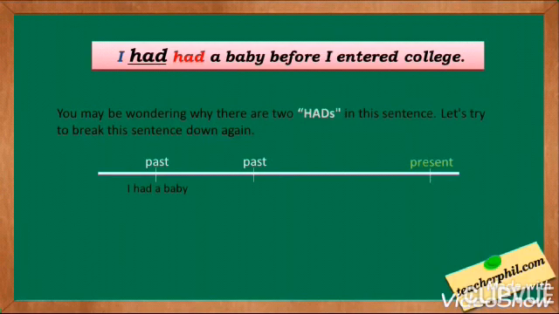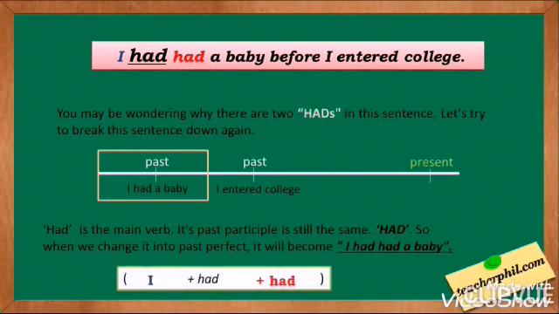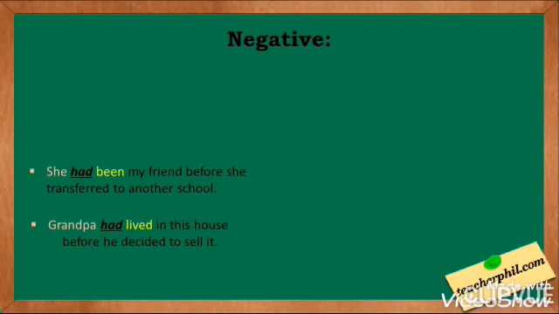We have a present and we have two actions that happened in the past. The first past is the past perfect, and the second one is the past simple. I had a baby, so this is the past perfect. And the second one, I entered college, this is the past simple. But here, had is the main verb, and its past participle is still the same, had. So when we change it into past perfect, it will become I had had a baby. So had is the past perfect of had. The first had is the helping verb for the past perfect, and the second had is the main verb.